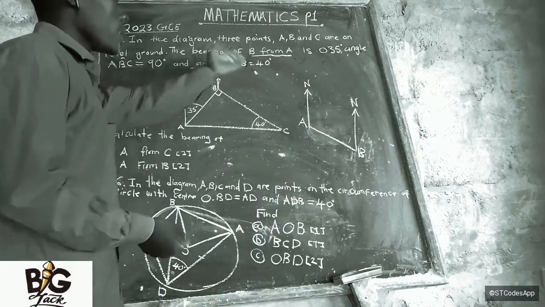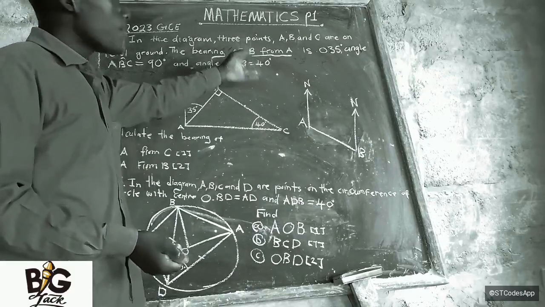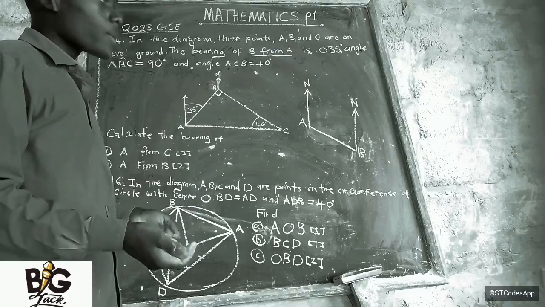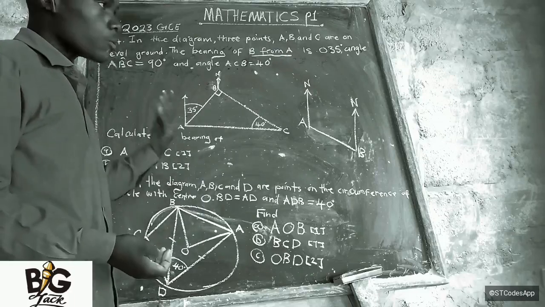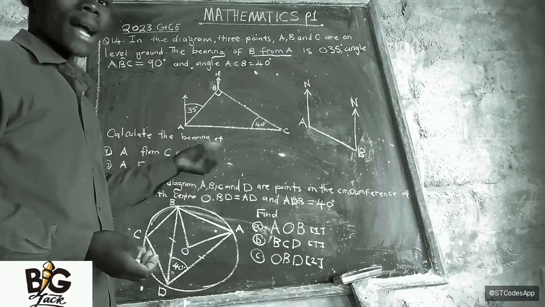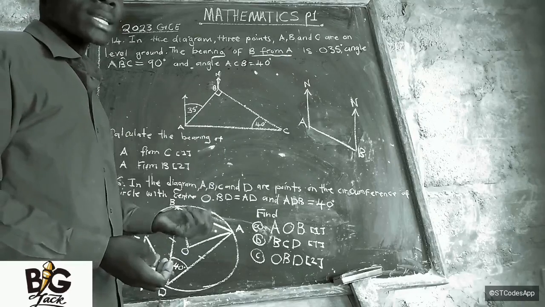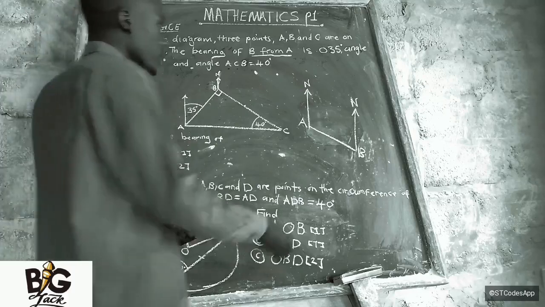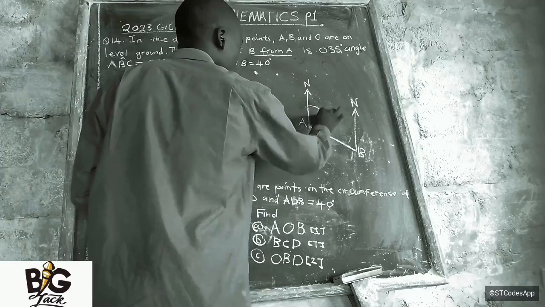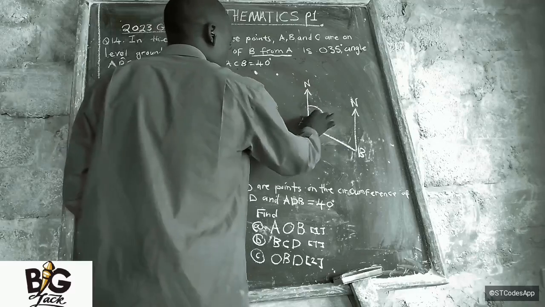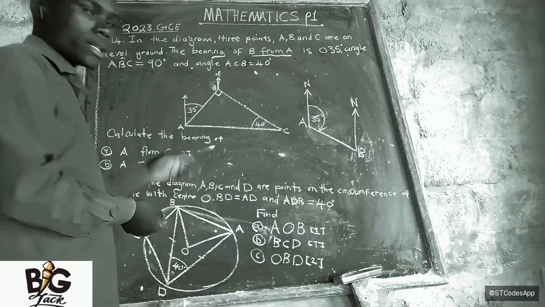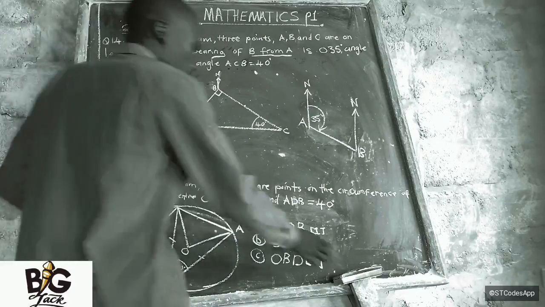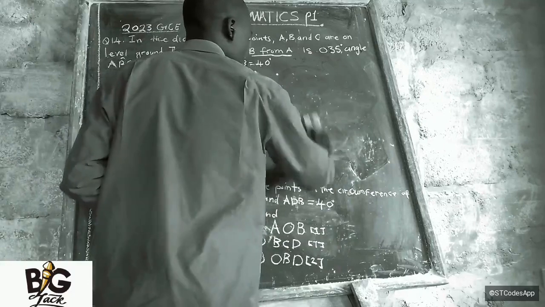Now, they are saying the bearing of B from A. Where are we coming from? We are coming from A, going to B. Now, bearings go clockwise, like the way the clock ticks. So in this case, the bearing of B from A is going to look like this. Okay. So this is our 35 degrees that you can see on this triangle.